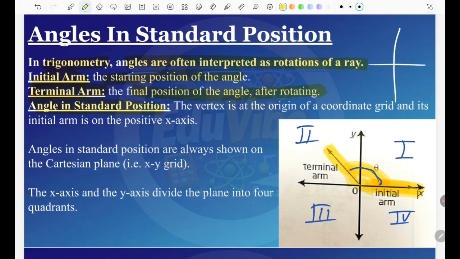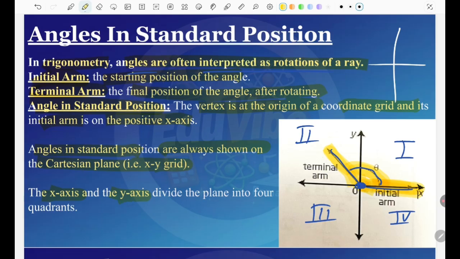An angle in standard position has its vertex at the origin of the coordinate grid and its initial arm on the positive x-axis. The base is our origin, which is (0, 0). We start from the initial arm and end on the terminal arm, wherever the angle is, in the first, second, third or fourth quadrant. Angles in standard position are found on the Cartesian plane, the x-y grid.